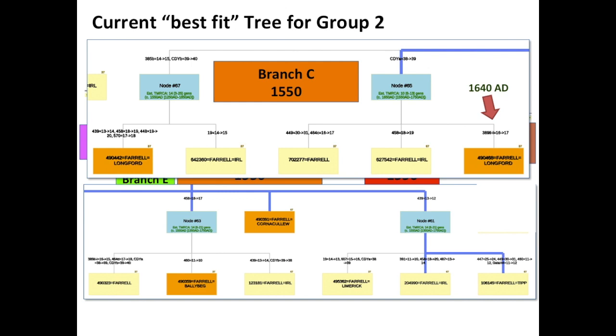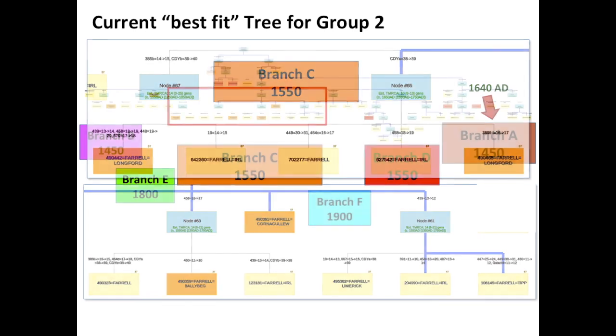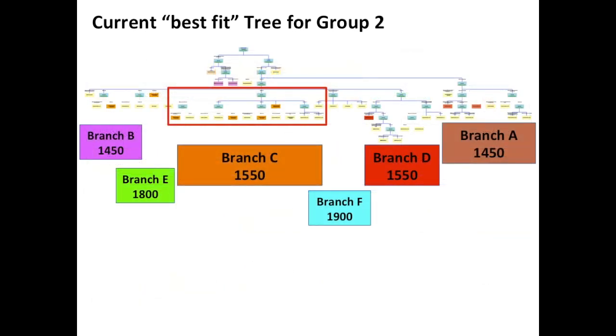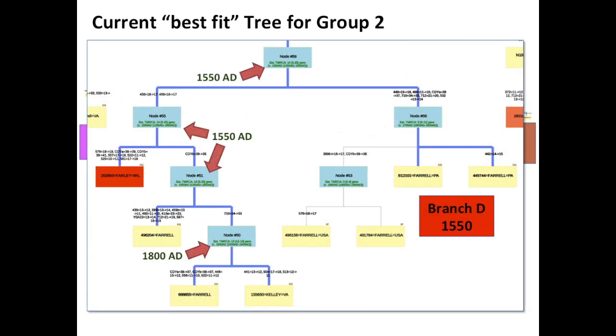But we are not able to distinguish the Bones from the Boyles and the various other lines based on the data so far. This is branch D over here. Branch D includes a Farley. You can see the various dates here now. We're getting 1550 going down to 1800 on this branch, and then 1700 going down to 1850. So it looks like branch D splits into two sub-branches fairly early on.